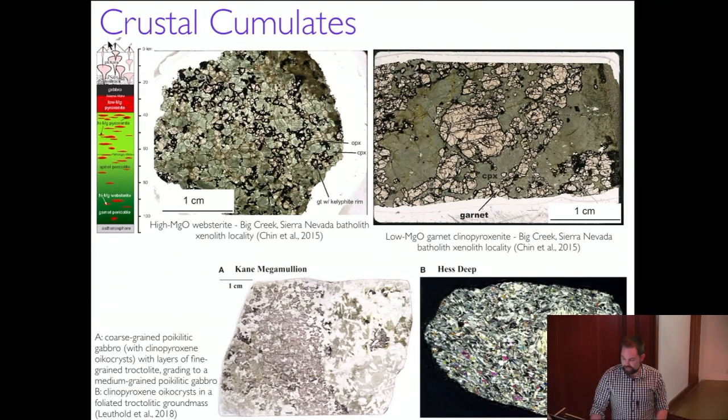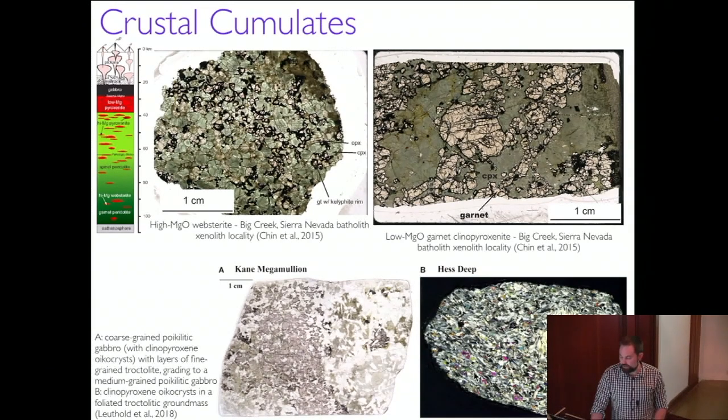And here you see a sketch that Emily Chin produced showing where some of these crustal cumulates may be derived from. So websterites are coming from below the petrologic moho, and these pyroxenites, based on geobarometry and a variety of other thermobarometric techniques, are coming from above the petrologic moho. And you can see they have typical cumulate textures.